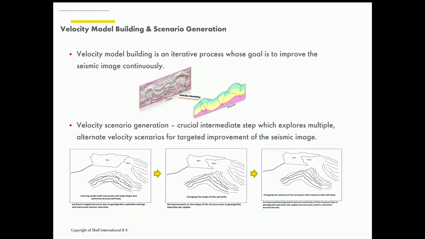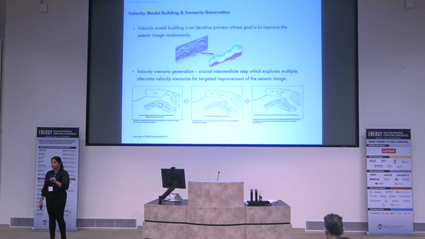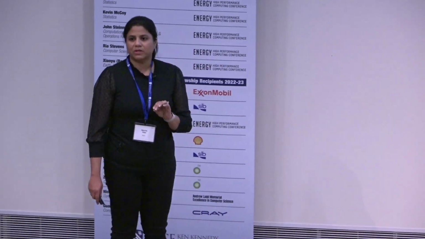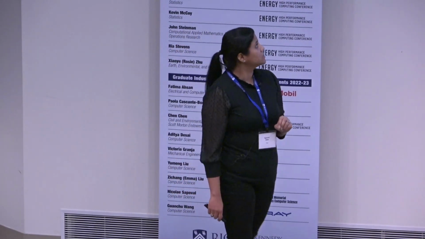All right, so I'll start with velocity model building, which you are probably more aware of than I am. But it basically is an iterative process. It involves alternating cycles of inversion and seismic migration with the goal of improving the seismic image. And more often than not, it will involve an intermediate step, which is velocity scenario generation. And for the purposes of this talk, I will be mostly talking about salt scenarios, though we are not restricting ourselves just to that. But I'll be using salt scenarios as an example of velocity scenarios.